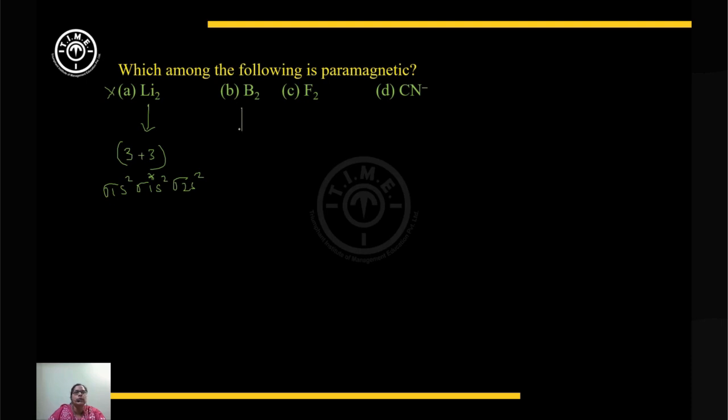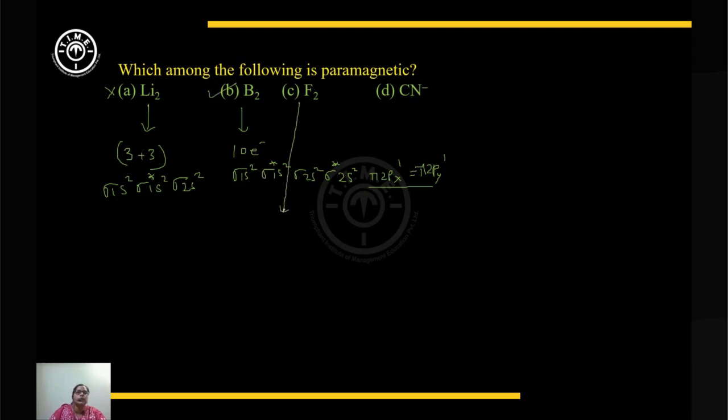Next, B2. Boron's atomic number is 5, so B2 means 10 electrons. The electronic configuration is sigma 1s2, sigma star 1s2, sigma 2s2, sigma star 2s2, and pi 2px1 equal to pi 2py1. That means we have unpaired electrons, so let us put a tick mark on boron.